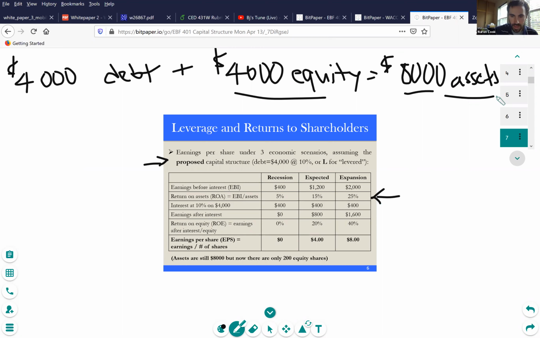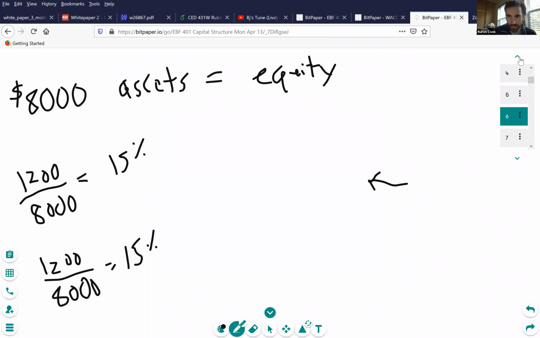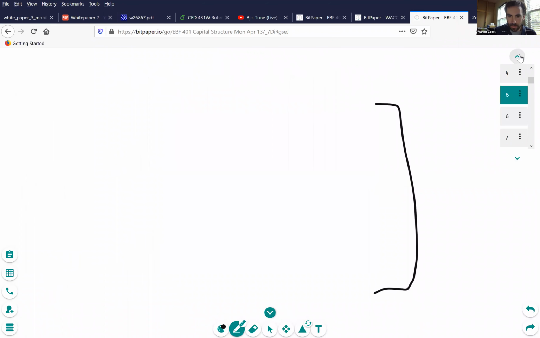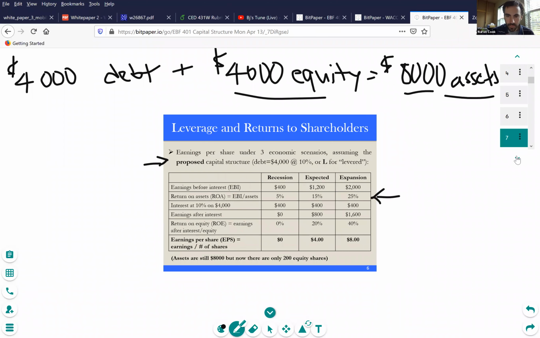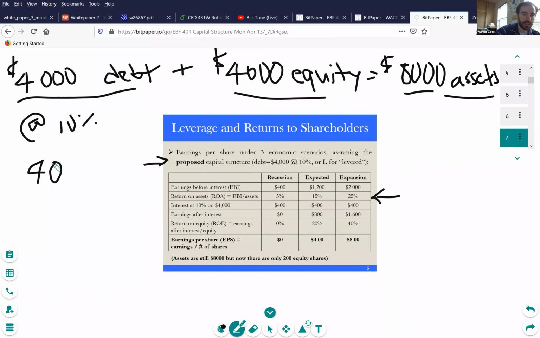And I should just remind everybody, we're working under the assumption that our cost of debt, or the interest rate, is 10%, right? So that's the cost of the debt. That's the extra money you have to pay back every year as a result of making that borrowing. So you're borrowing $4,000 at 10%. That leaves you with $400 of interest.